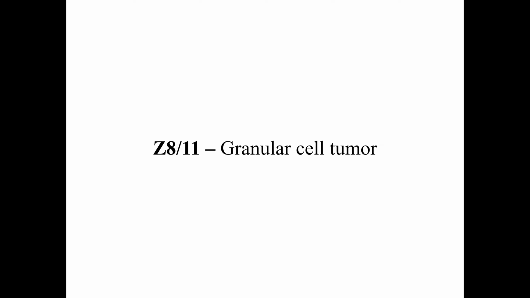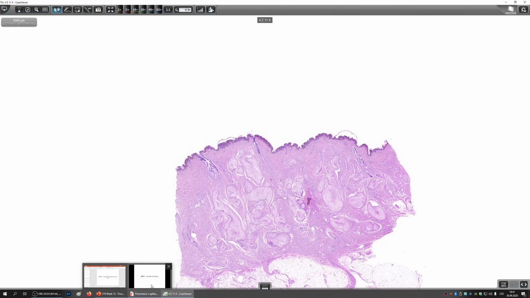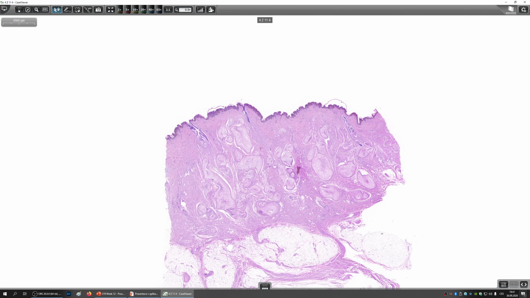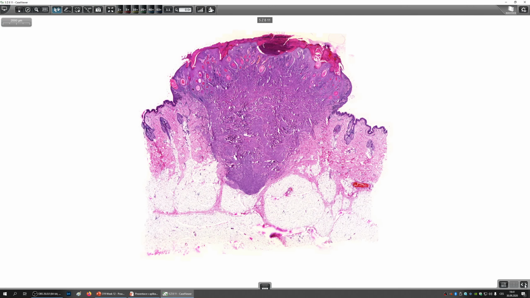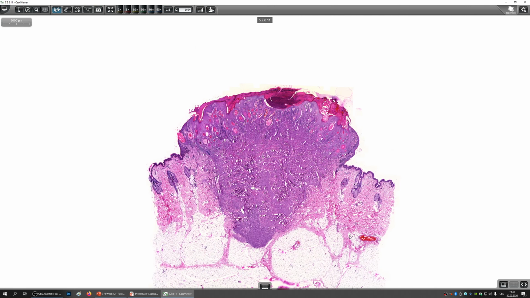Next one is granular cell tumor. This is probably the rarest of the peripheral nerve tumors that I talk about today. This one can be seen in the gastrointestinal tract, especially in the esophagus. You can also see it in the tongue, but this one is from the skin. This one is quite large. It usually tends to be smaller.